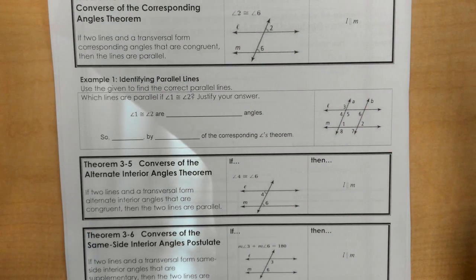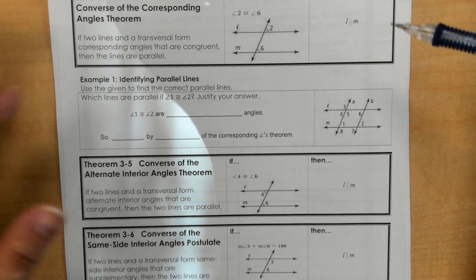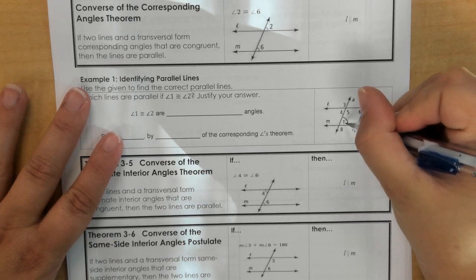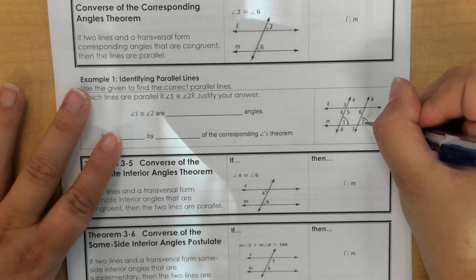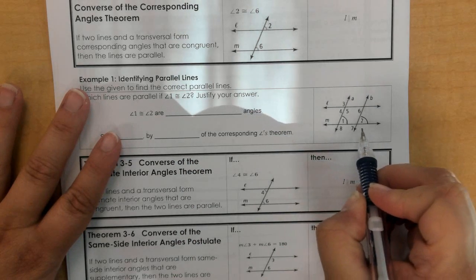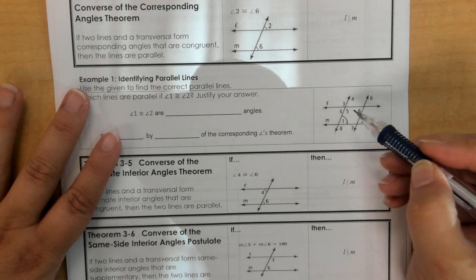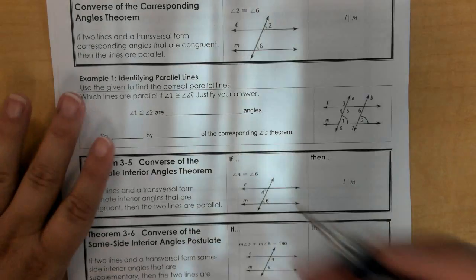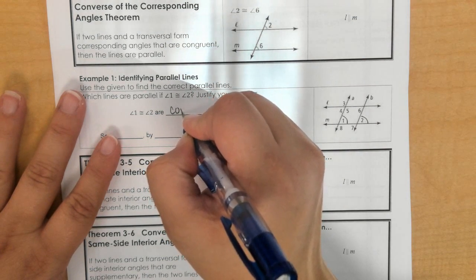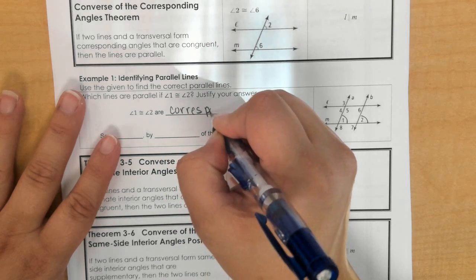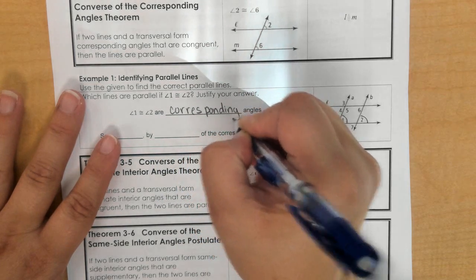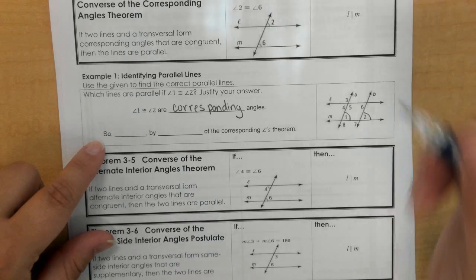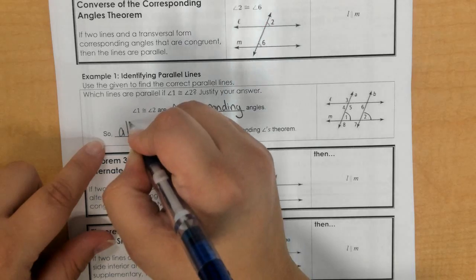For example 1, identifying parallel lines, it says which lines are parallel if angle 1 and angle 2 are congruent. So if I look at angle 1 and angle 2, I see that they are in corresponding positions. Okay? This means that line M has to be the transversal. So A and B have to be my two lines that are parallel to one another. So I'm going to put that angle 1 and angle 2 are corresponding angles. And that we could say that line A and line B are parallel.